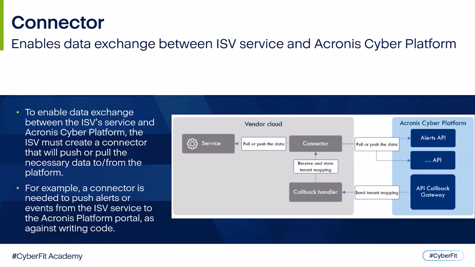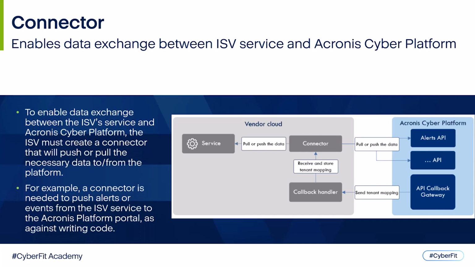What is the connector? As the name suggests, it is a component that connects Acronis cyber platform with the ISV platform. The diagram shows the connector as an independent component, and its relation between the ISV's service and Acronis cyber platform. The primary purpose of the connector is to enable data exchange between the ISV and Acronis platform. For example, CyberApps may pull the platform users and their access rights to provision them on the vendor's service, enable the service, and push the ISV's service events, alerts, etc., to the platform.